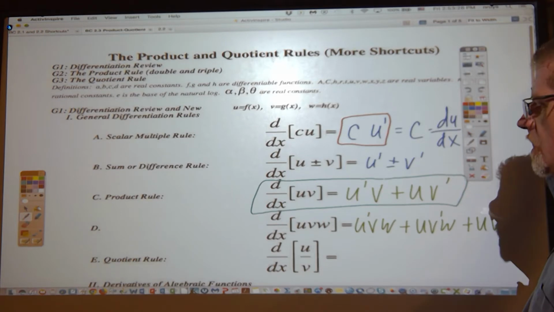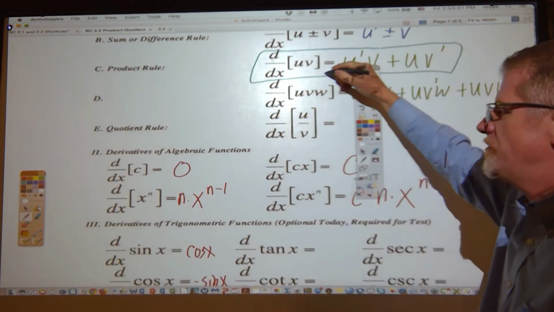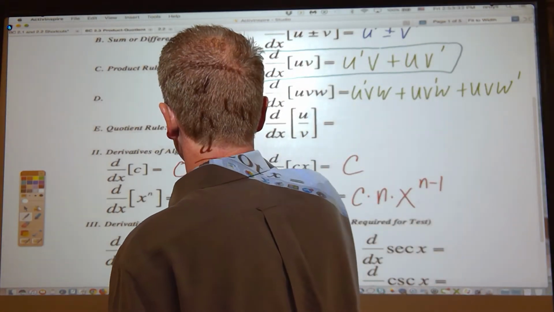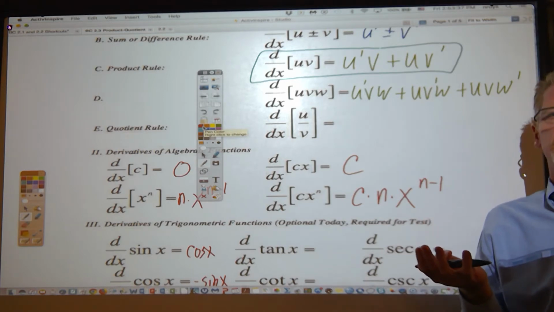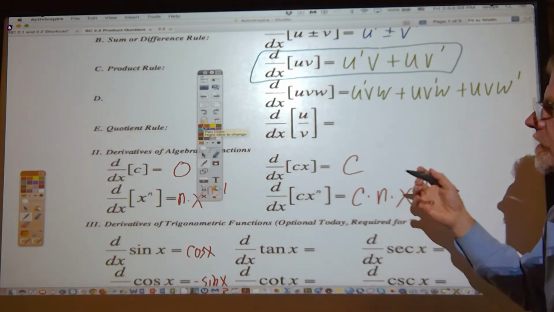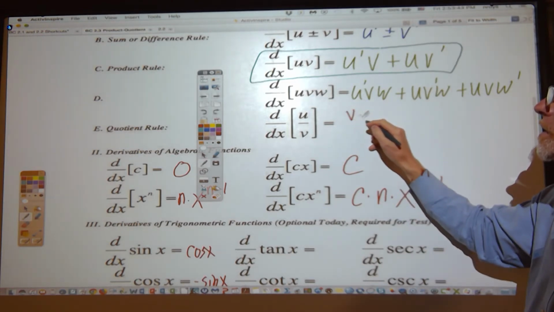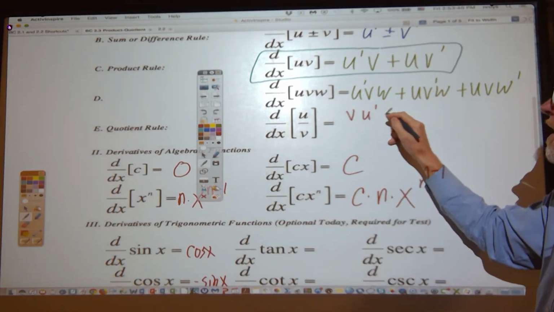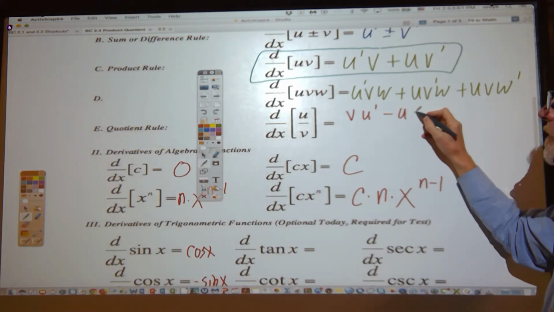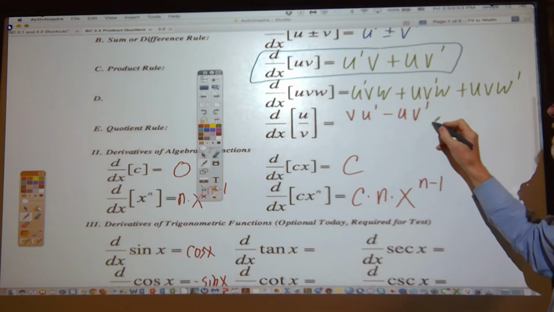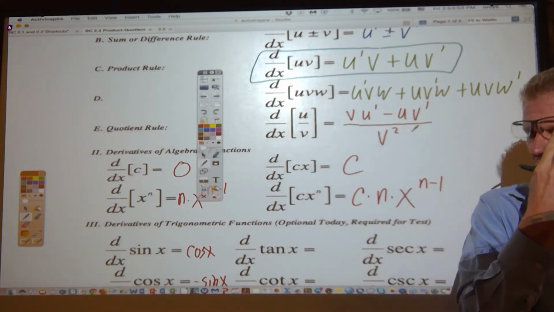Let's write down the quotient rule. What's the derivative of u divided by v? There is a mnemonic device for this. I mean, sure, I can just write it down. I know what it is. It's v u prime minus u v prime in the numerator, draw the line over v squared. You're like, what?